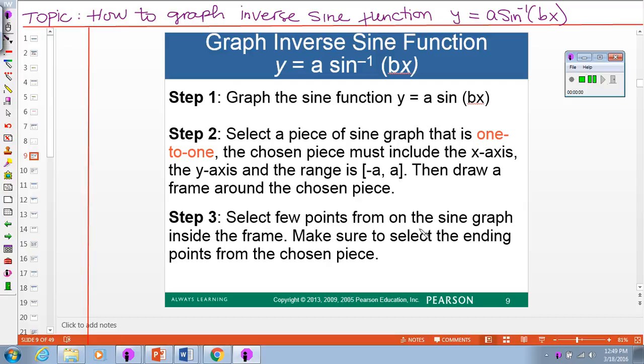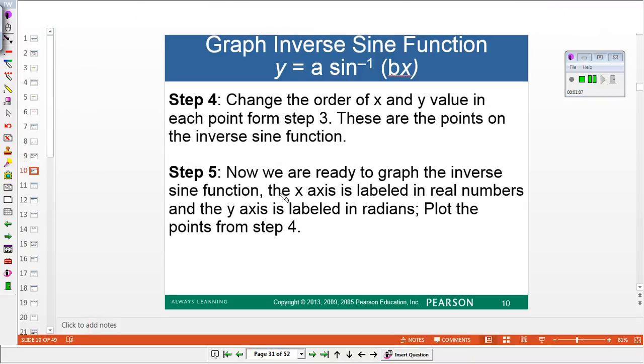And step 3, from there we are going to select at least 3 points from the graph of the sine function. And then step number 4, you are going to interchange the order of x and y in each point from step 3. And step 5, you are going to graph the inverse sine function by plotting the points from step 4 and then connect the points with a curve.